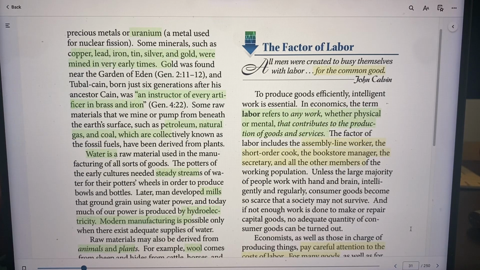The factor labor includes the assembly line worker, a short order cook, bookstore manager, secretary. All these things have to do with labor, don't they? They're all in labor. Labor goes way back to the Garden of Eden. We know that God did curse the ground, for mankind and Adam to till the ground. But labor is not a curse.